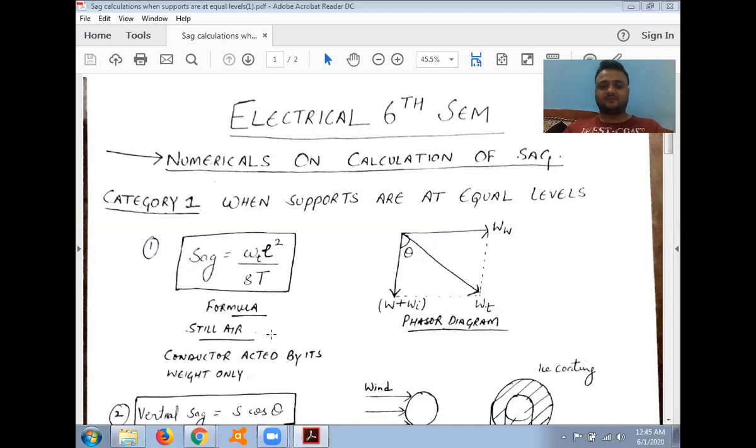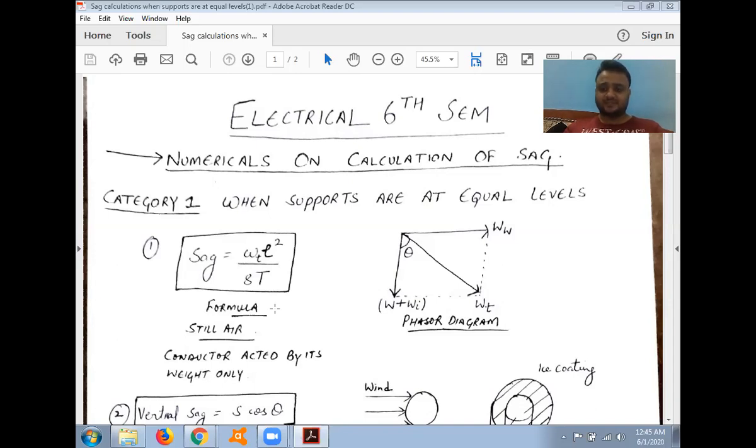कंडक्टर के ऊपर सिर्फ उसी का ही वेट है. The conductor is acted upon its weight only. मतलब दो टॉवर्स हैं, टॉवर्स के बीच ट्रांसमिशन लाइन सस्पेंडेड है. जो ट्रांसमिशन लाइन का वेट है, that is the weight of the conductor only.